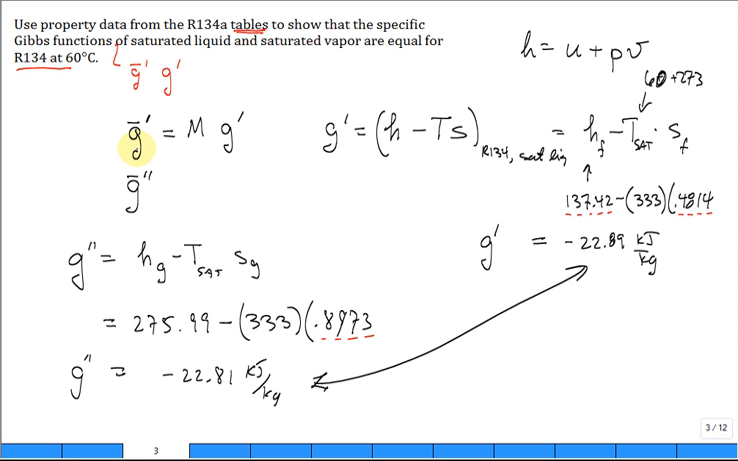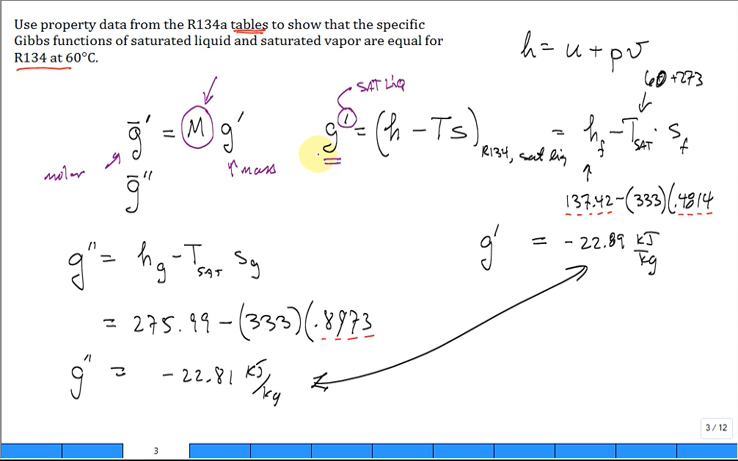You just go back and forth between a mass basis and a molar basis by using the molar mass. So I can work on a mass basis or a molar basis, but the criterion is that the Gibbs function in one phase is equal to that in the other phase. That's the criterion for equilibrium. All right, but let's just talk about how to compute this Gibbs function in the one phase, saturated liquid, on a mass basis.